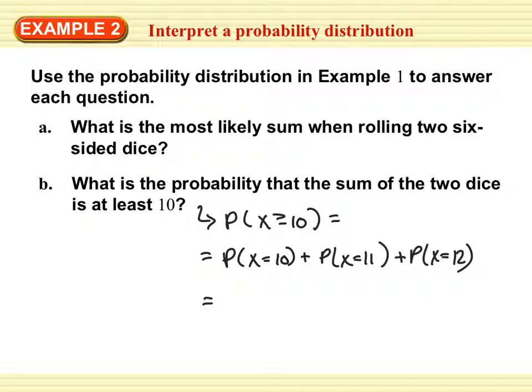Now use the probability distribution in example 1 to answer each question. What is the most likely sum when rolling 2 6-sided dice? Well, I just talked about that. It is, in fact, 7. It's the highest bar in your bar graph.